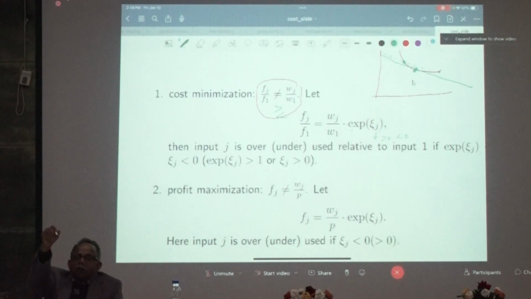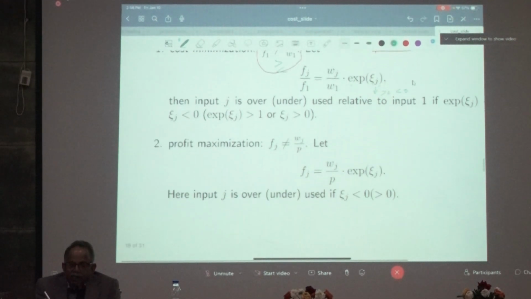So if it is positive, e to the power of a positive number is what? Bigger than 1. E to the power of a negative number is less than 1. But they are all positive, right? So again, depending on the sign of epsilon j, you can move to a point to the left of the optimal point or to the right of the optimal point. So the misallocation can be captured by this term eta j. Okay, and then you go through the same type of thing. And if you do the profit maximization, again, you equate the marginal product to the ratio of input prices normalized by output price, and again you can do the same thing.